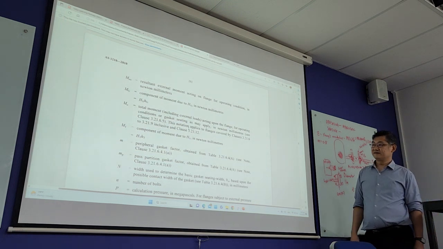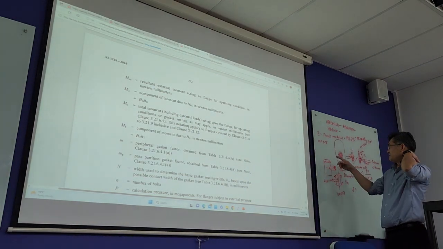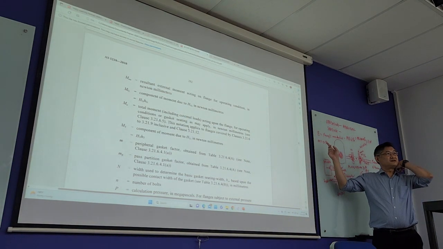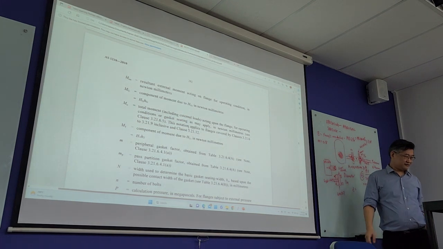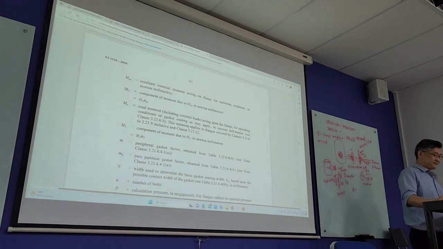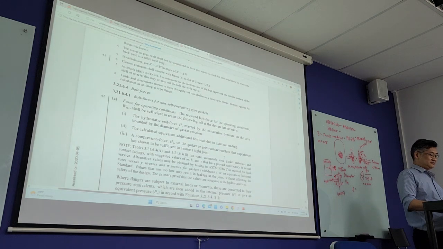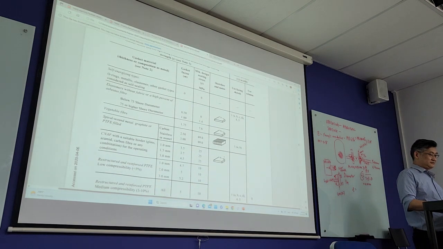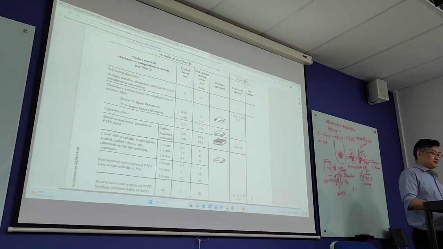M is the gasket factor. We use rubber or elastomer as requested by your question, so 0.40 is the gasket factor. It is in Table 3.21.6. Over here they use 3.1.6.4, gasket factor.